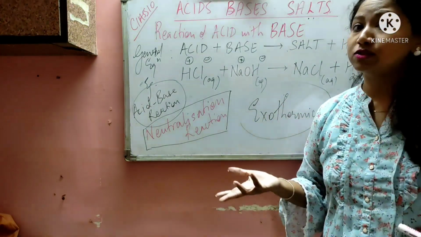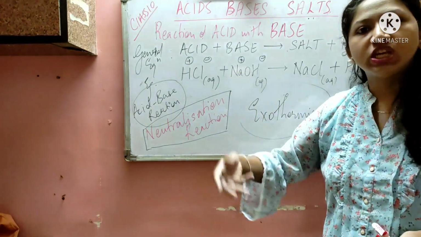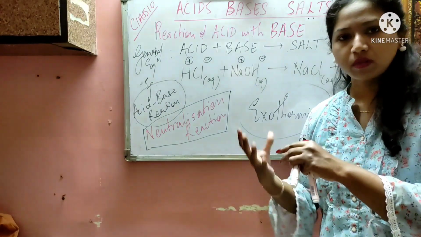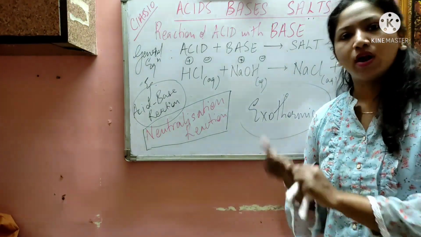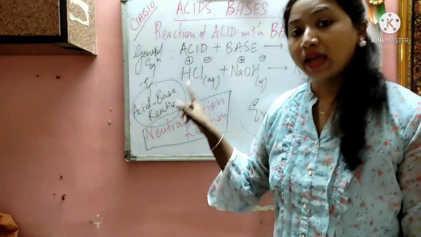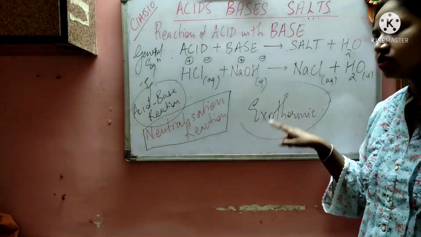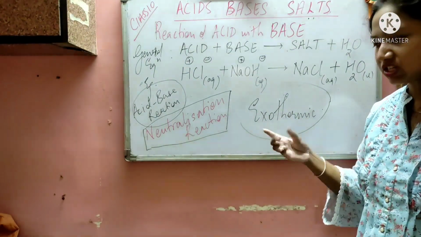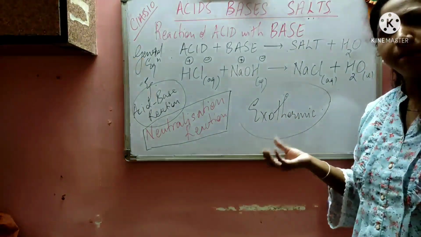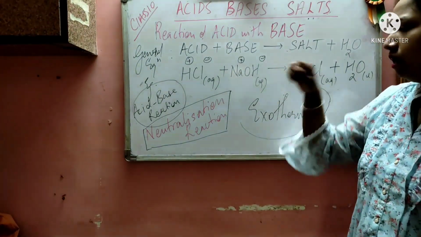And what is an exothermic reaction? The reaction where heat is given out, and because heat is given out in the reaction, it is called an exothermic reaction. Because heat is given out, the test tube or the beaker becomes warm. So it is called an exothermic reaction.